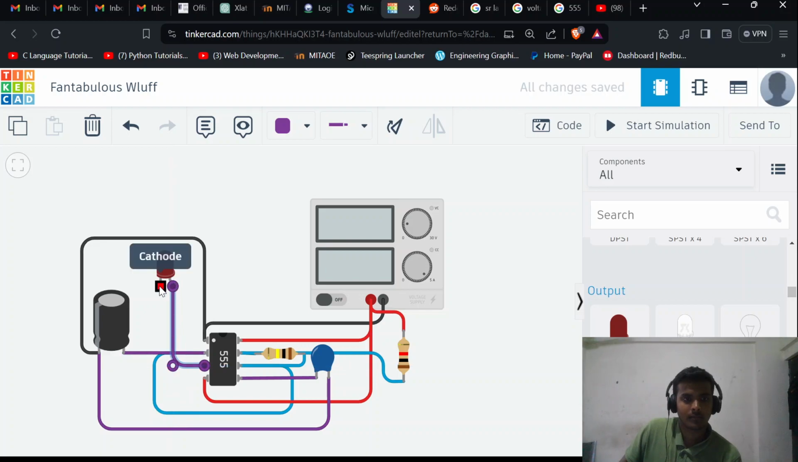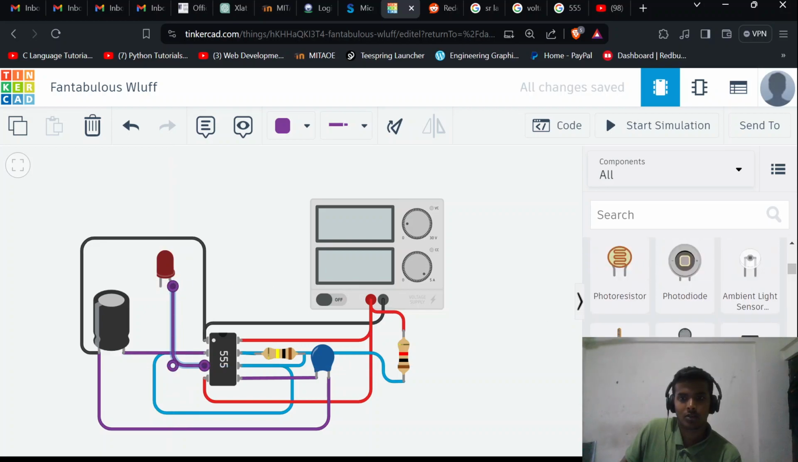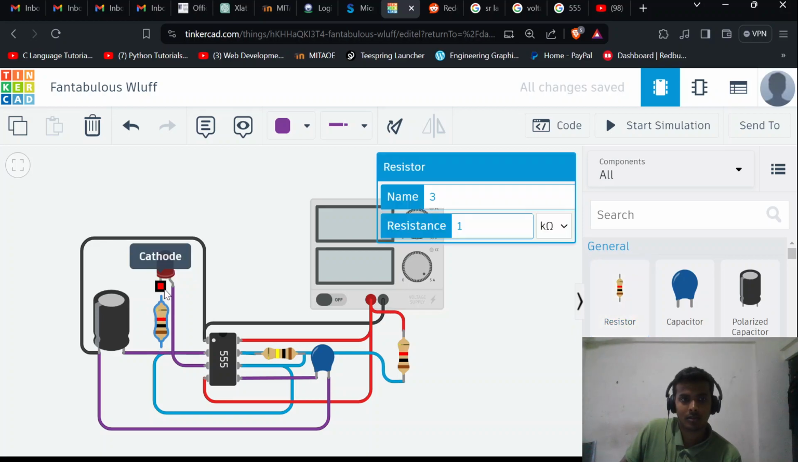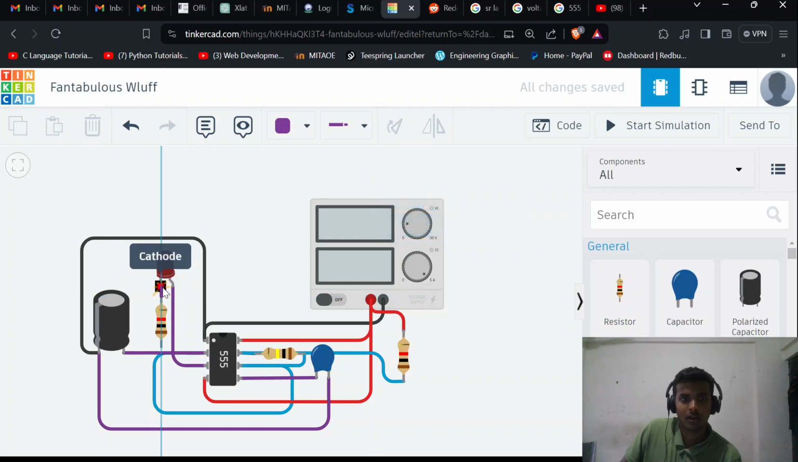Yeah, we also need to attach a resistor to an LED. Always don't forget it. Always attach a resistor to your LEDs, or else your LEDs will go boom. That means they will die and you will not be able to use them anymore.